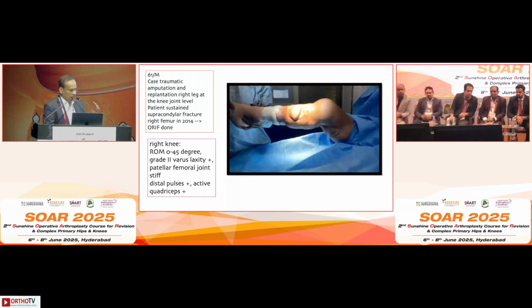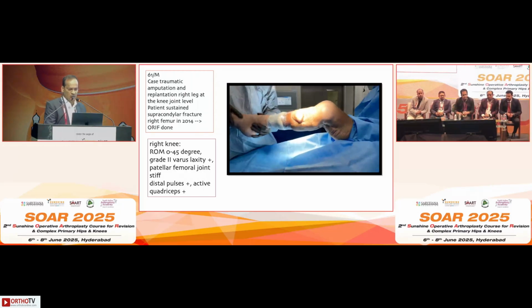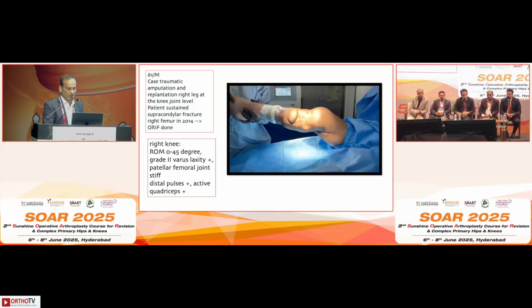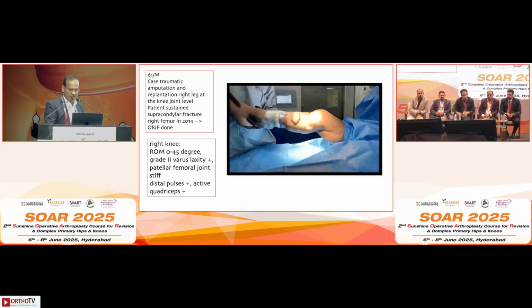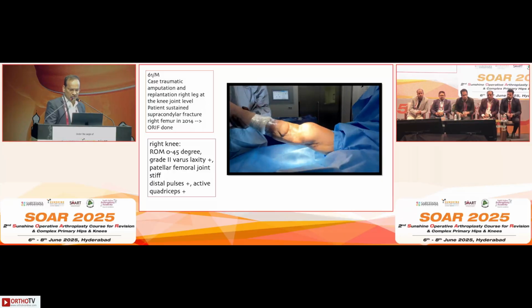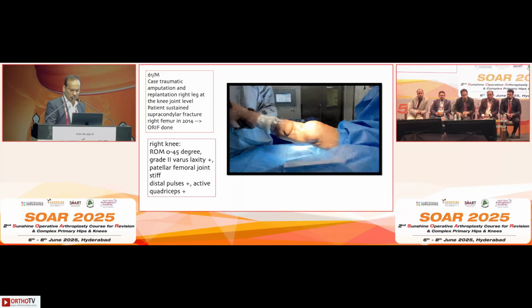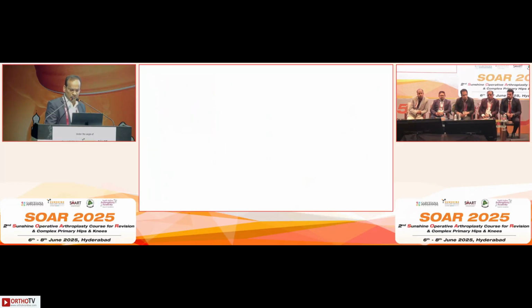And I think this is the last case, 2 more minutes remain. It's a 61-year-old male, post-traumatic. He had a traumatic amputation and reimplantation done around 2014. And this is the range of movement, 0 to 40. This is a grade 2 varus laxity. The patellofemoral joint appears to be very stiff. Pulse is good. He has active quadriceps power.